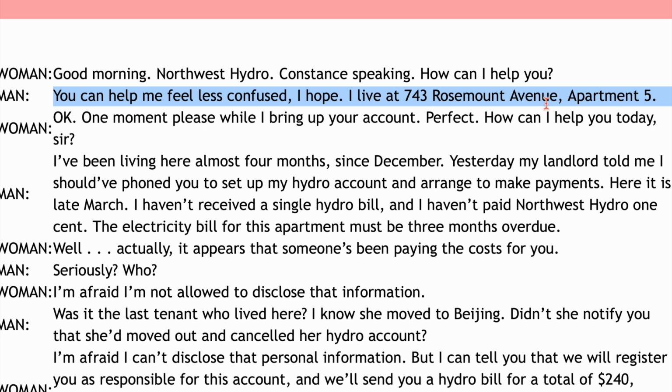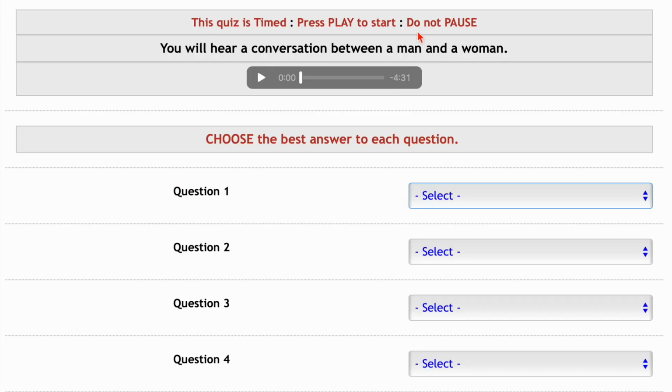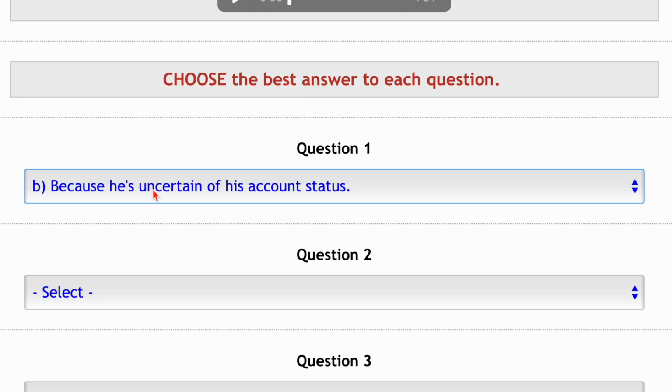So he's confused. So he doesn't know what's going on. Yesterday, my landlord told me I should have phoned you to set up my hydro account and arrange to make payments. So his landlord told him he needs to set up. So yes, it sounds like he is not sure. He's not sure, uncertain of his account status.